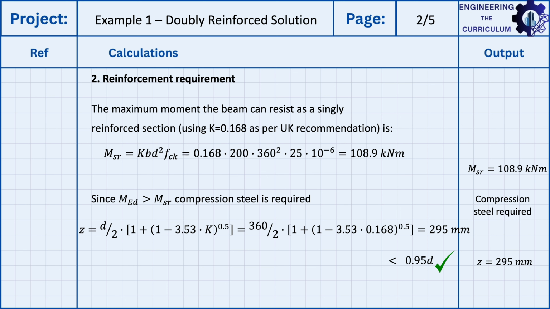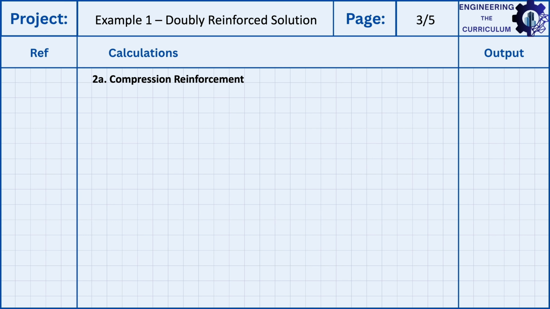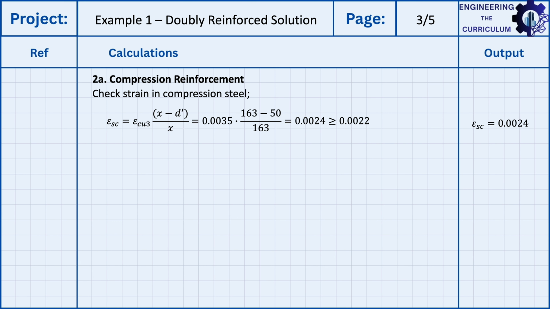Now I do need to check if that is under 0.95d, which it is in this case, and then I can move on to finding x. x is 2.5 times d minus z. d I know from the question, that is 360, and I've just found z as 295, and I get that x is 163 millimeters.